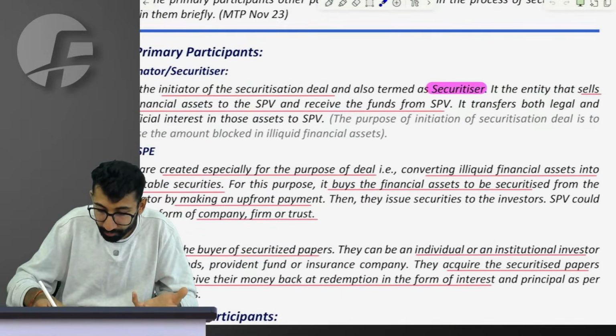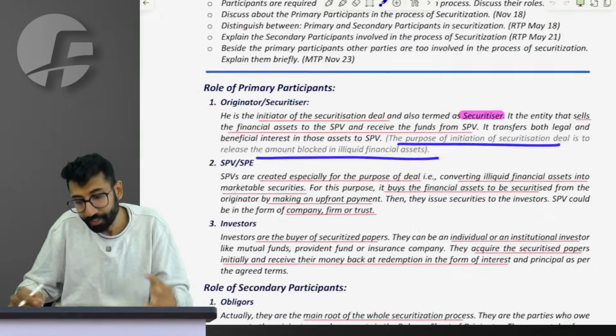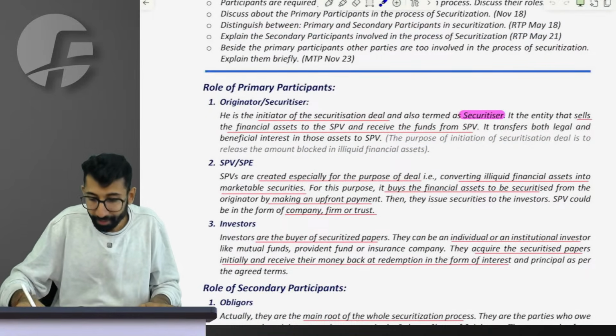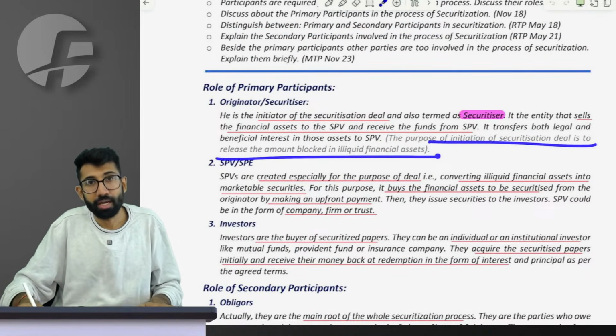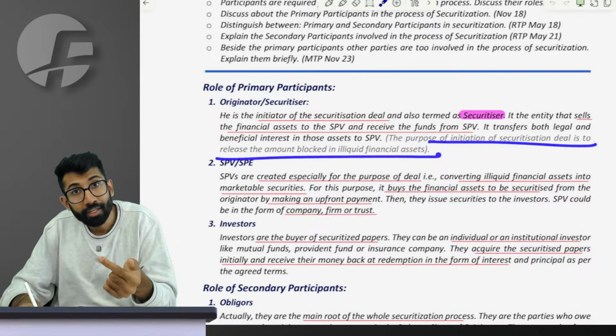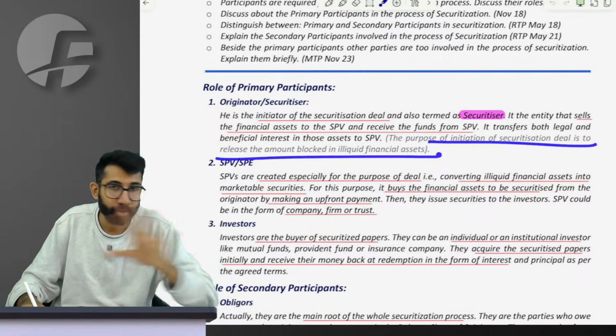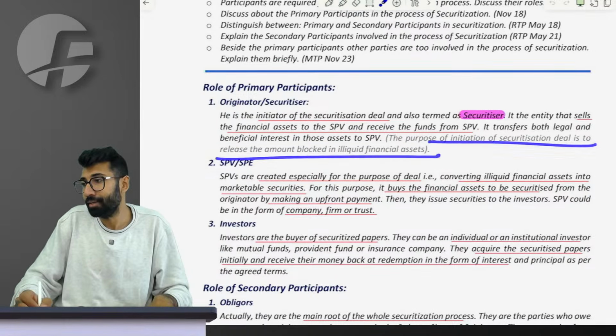Sometimes you will observe that grey text is written in the theory notes. That is just to enhance your understanding. That is written by me to enhance your understanding. That was not there from the institute in the study material.